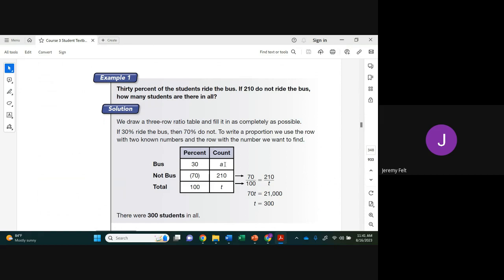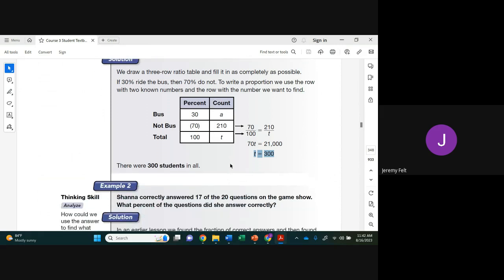Our actual count, we can use A for bus. 210, we were told 210 do not ride the bus, and then we were given a total. So we set up our ratios. 70 over 100 equals 210 over T. Cross multiply, I get 21,000 equals 70T, divide by 70. The total number of students equals 300. Then we could go back and find the difference to calculate A pretty simply, or if we wanted to do ratios again and cross multiply and divide, we could do that as well. But we were just asked for the total.